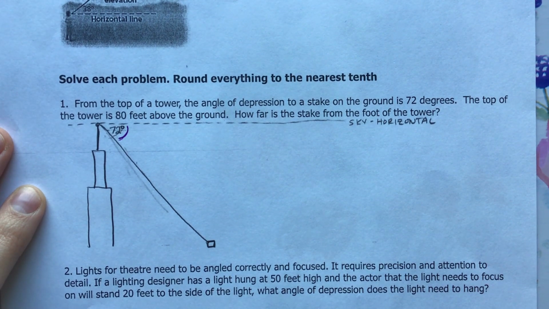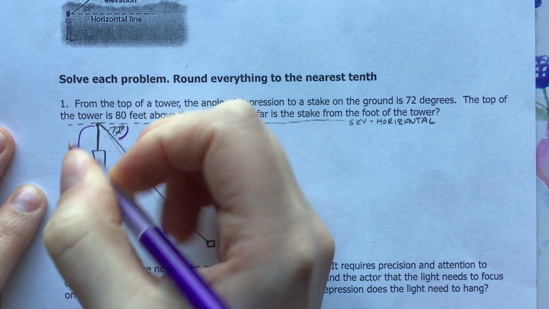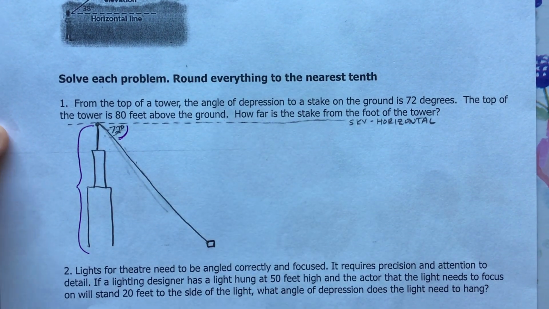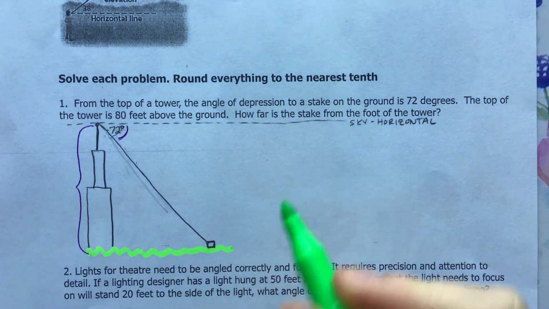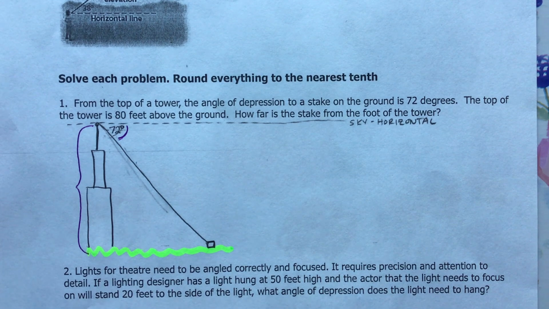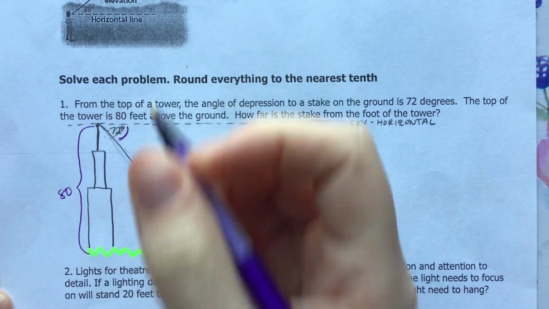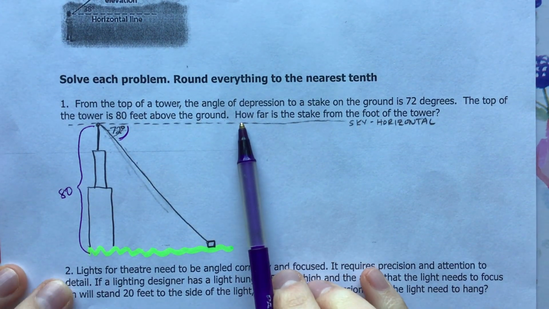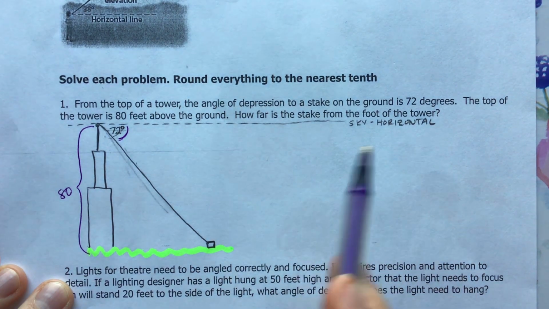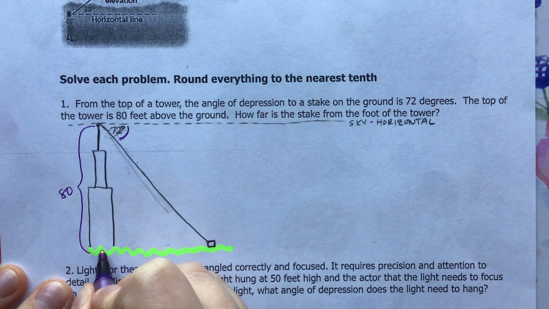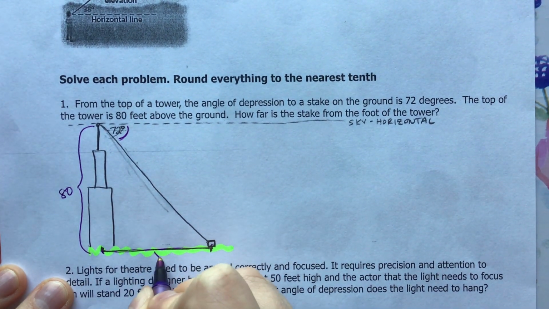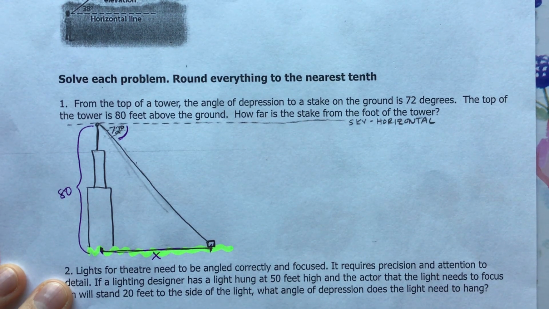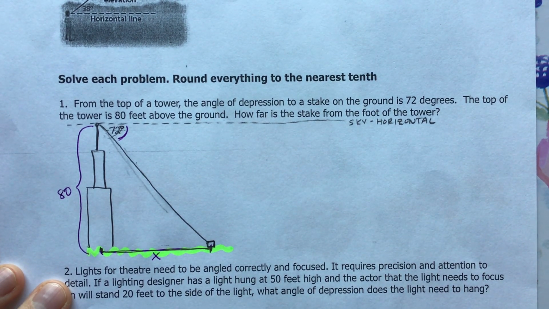And then it says the top of the tower is 80 feet above the ground. So I'm going to label that from here to there. This is the ground. I'll put in some grass for us. Okay. That is 80 feet. What we're trying to figure out is how far is the stake from the foot of the tower. So we're trying to figure out how far it is from here to here. That's our x, our variable.